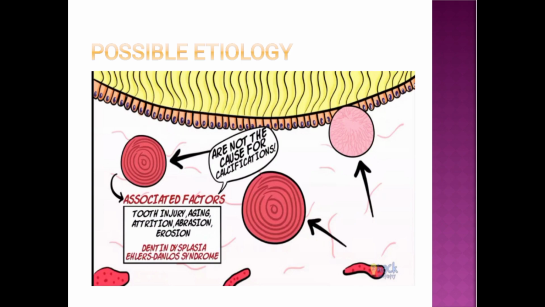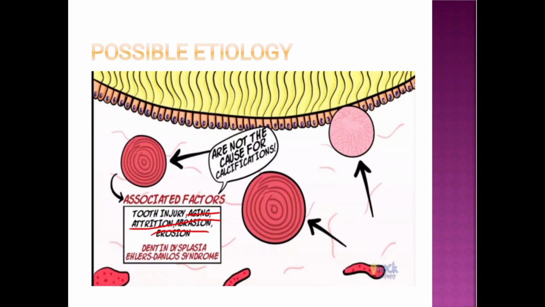Possible etiologies, which is very important. Associated factors: aging is one of the factors, then attrition, abrasion, and erosion. But actually they are not the cause for calcification. They are associated factors. Very important.